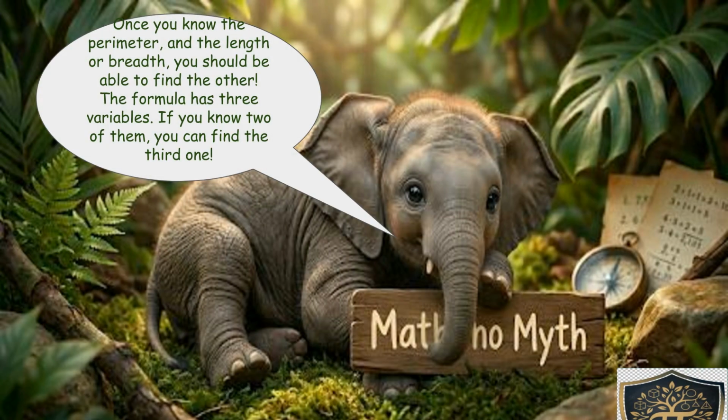Remember, once you know the perimeter and one side, you can find the other. The formula has 3 variables, so knowing 2 allows you to find the third.